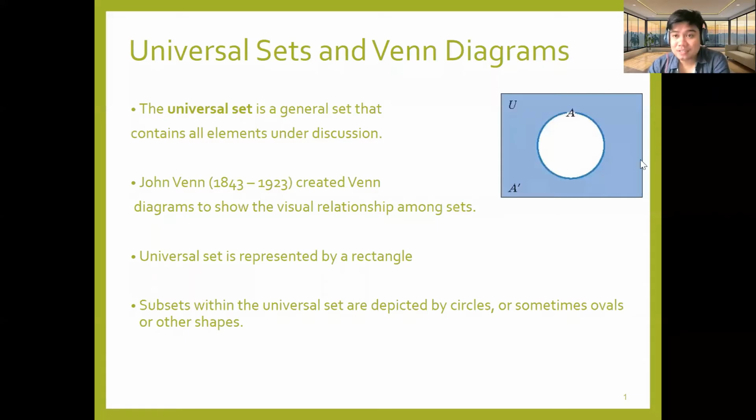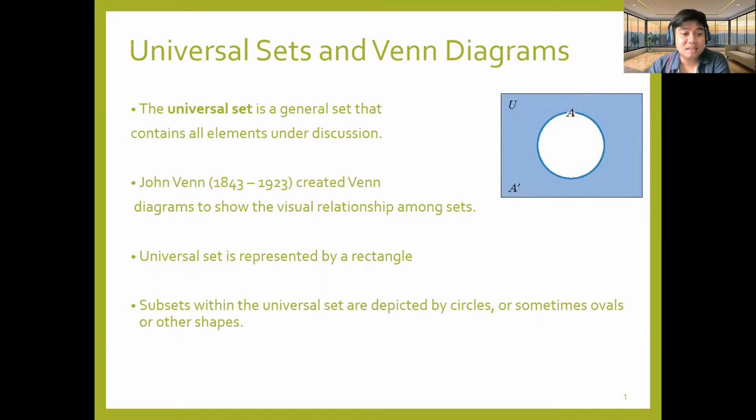Hello everyone. In this video, we are going to discuss universal sets and Venn diagrams. So let us start with the definition of universal set. The universal set is the general set that contains all the elements under discussion. And we have the Venn diagrams, which were introduced by John Venn. This is used to show visual relationships among sets. So the universal set is represented by a rectangle.